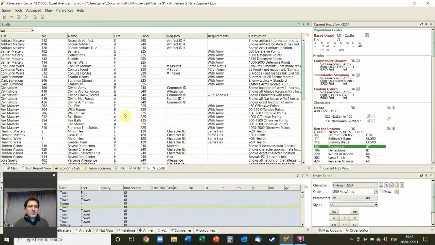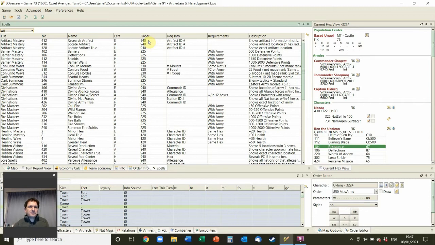Particularly useful when you're putting orders together, as it reminds you what number the spell is and what order number you put it with. Because when you cast a spell, I will do videos on spells at some point. If you're casting, say, a lore spell, you cast that on order 940, so it comes towards the end of the turn and picks up the state of play at the end of the turn.